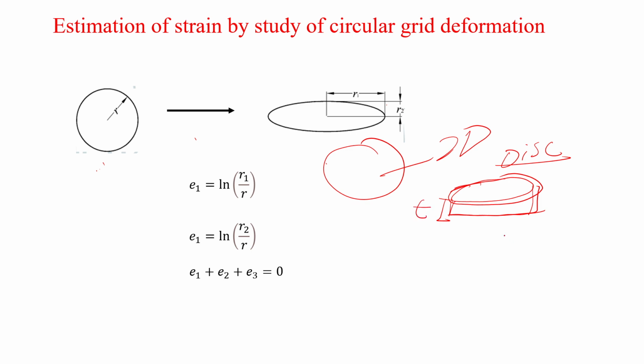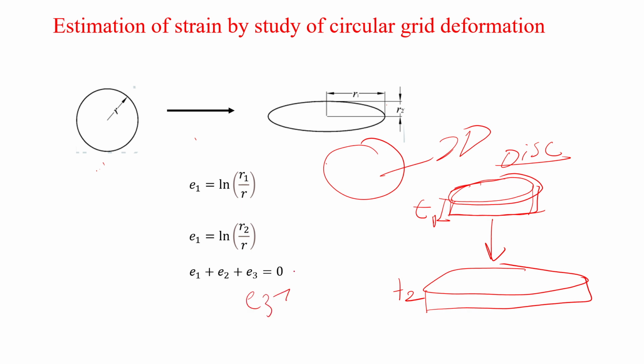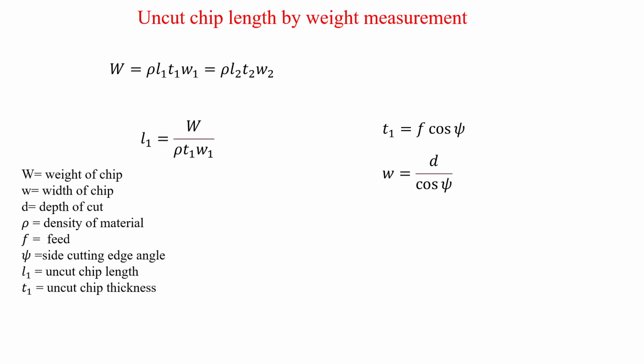Then if I change it and it becomes an ellipse, there will be some change in the thickness value also. If it is T1, it will become T2. Then we find E3 as ln T2 by T1, right? This is where you determine E3. Fine? Okay, we'll move to the next slide.